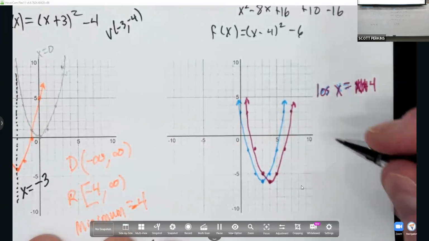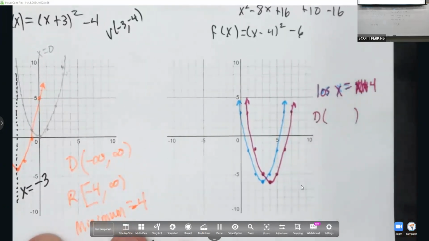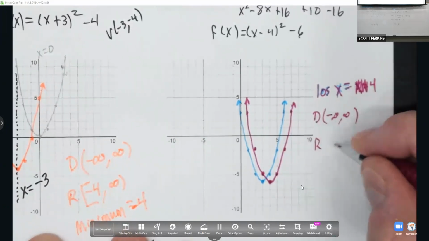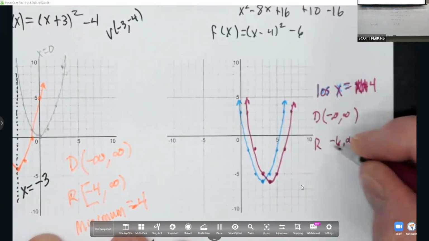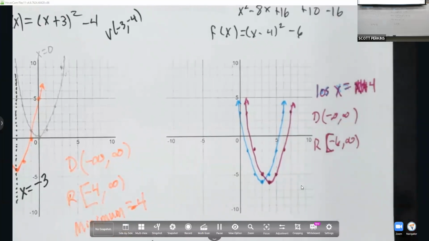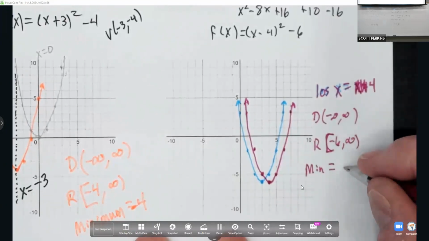What's the domain of the red graph? That's going to be the same for all the parabolas. The range, what's the low value of this graph? Infinity. And so this graph right here, it's pointing up. That means it has a maximum or a minimum? It has a minimum. And what is the minimum value?